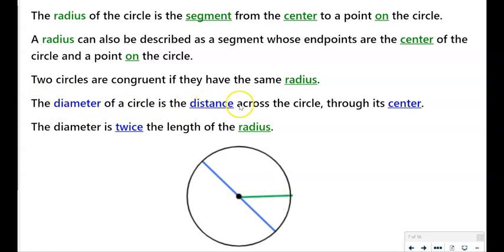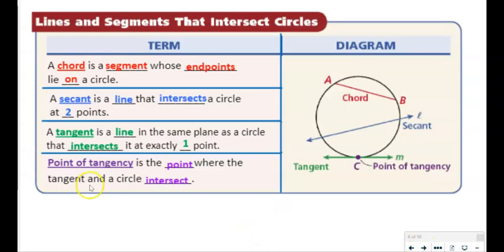The diameter of a circle is the distance across the circle. So that's this blue line here. It goes all the way across the circle through the center. The diameter is twice the length of the radius because they got a radius right here and a radius right there. So now we're going to talk about some other terms that you may not be as familiar with. Most of you are familiar with a radius and a diameter.